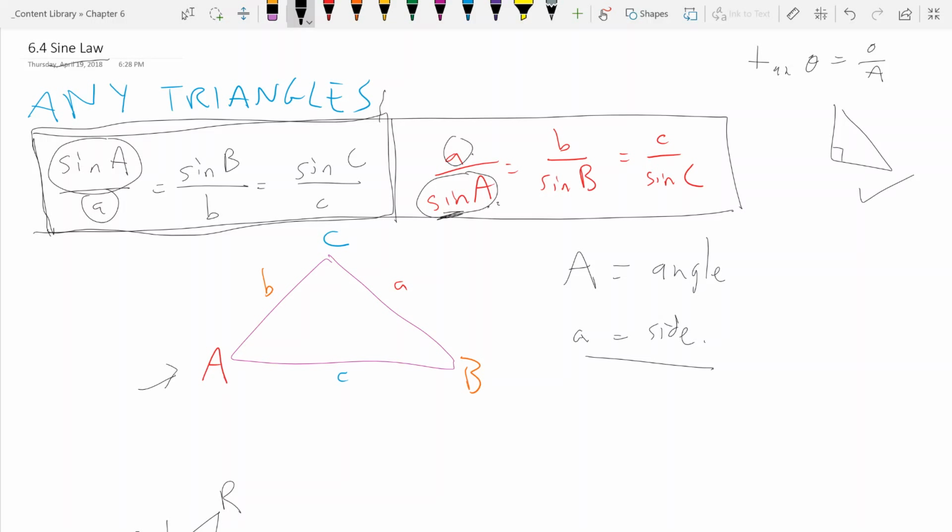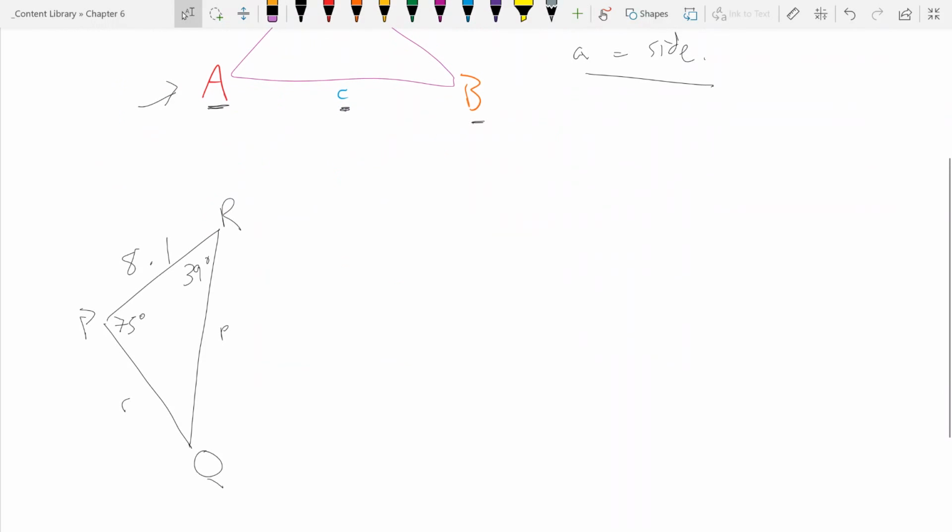What you're going to notice is that side A is opposite from angle A, side B is opposite from angle B, and side C over here is opposite from angle C. That's how they match up in the equation. The other thing you're going to know is you're never going to use all three at once. Most of the time, you're just going to use two, which is fine, and I'll show you an example right here.